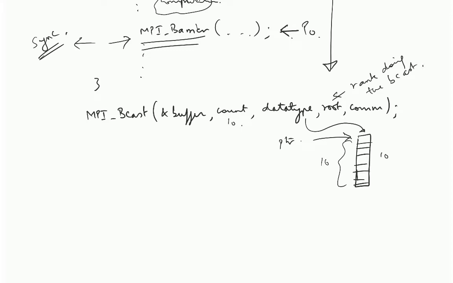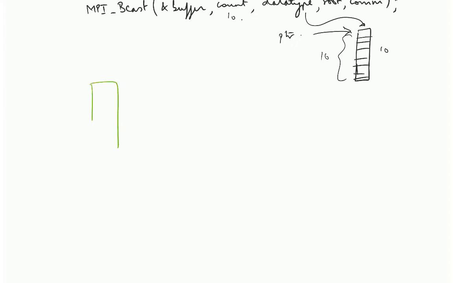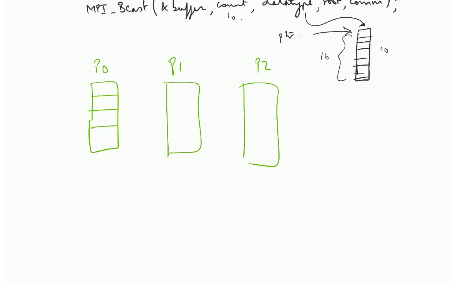So what's going to happen? Let's understand what really happens in this case. At the starting, we have P0, P1 and P2. Let's say P0 has the data A, B, C, D, E. And what is there with P1 and P2? Nothing. These arrays are not initialized.